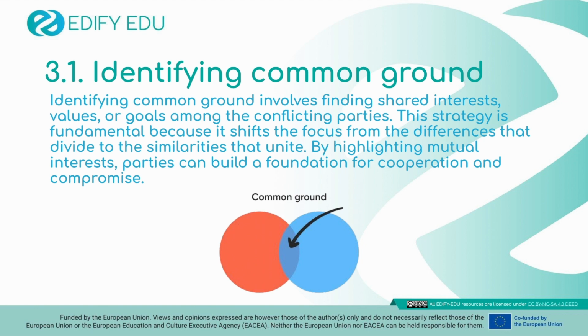For example, in a workplace conflict, employees may have differing opinions on how to achieve a project's objectives but share a common goal of the project's overall success. By acknowledging the shared goal, they can work together to find a solution that satisfies all parties. Identifying common ground not only facilitates agreement but also strengthens relationships by fostering a sense of unity and mutual respect.